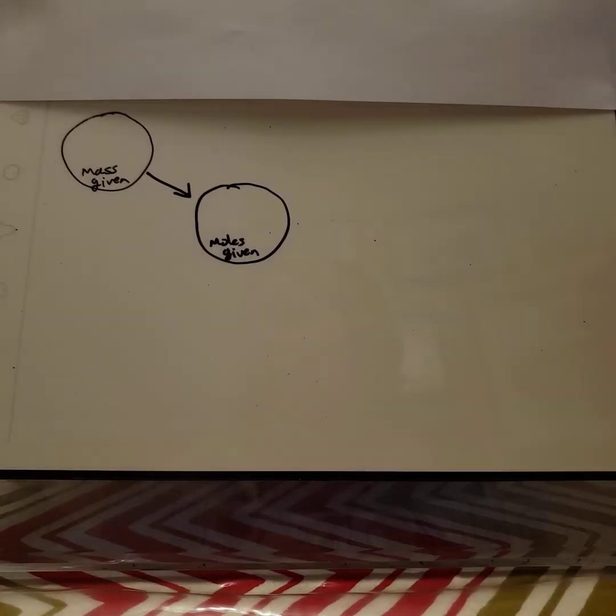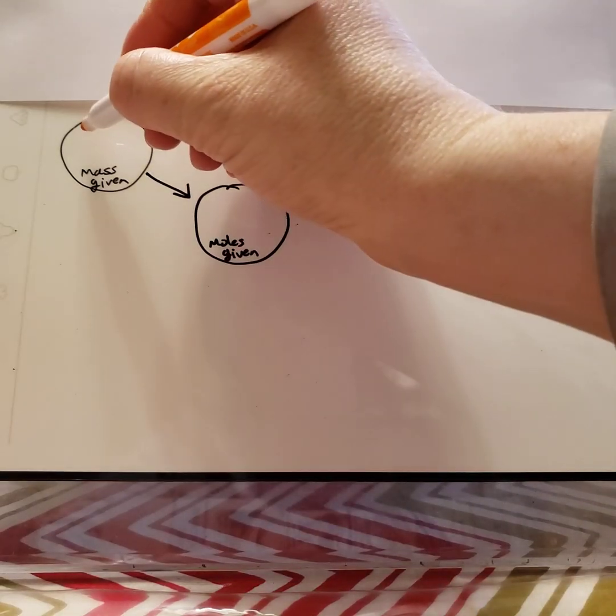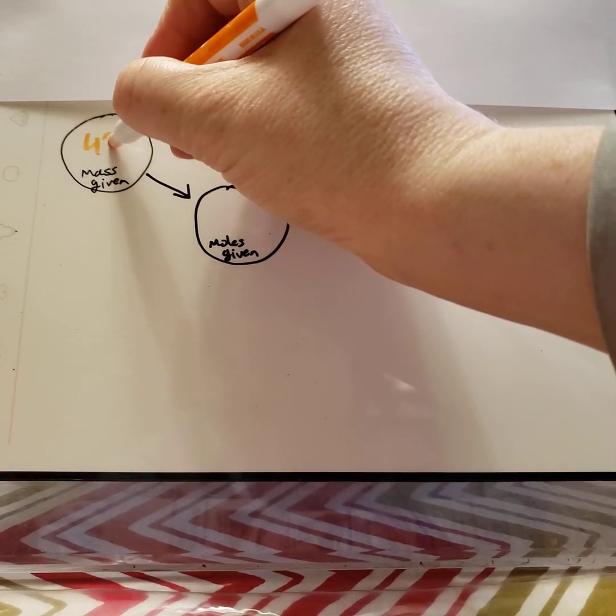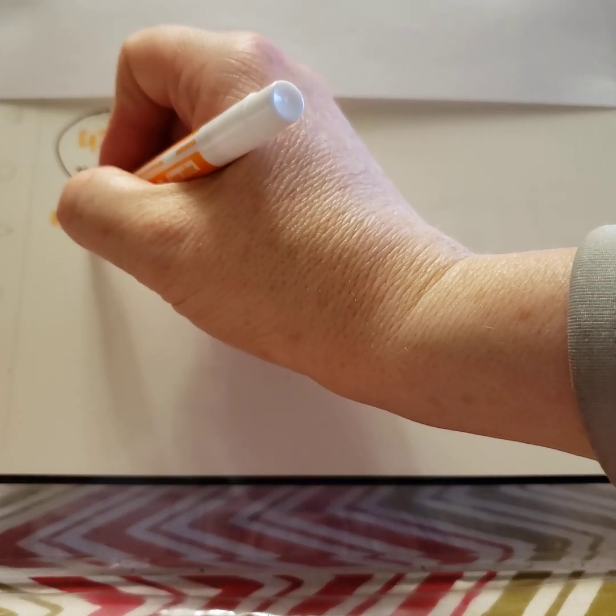So my perfect volcano needs 42 grams to make my nice perfect sized volcano. So 42 grams of baking soda. So that's where we're going to start from. So the mass that we are given is 42 grams. And we know this is our baking soda.